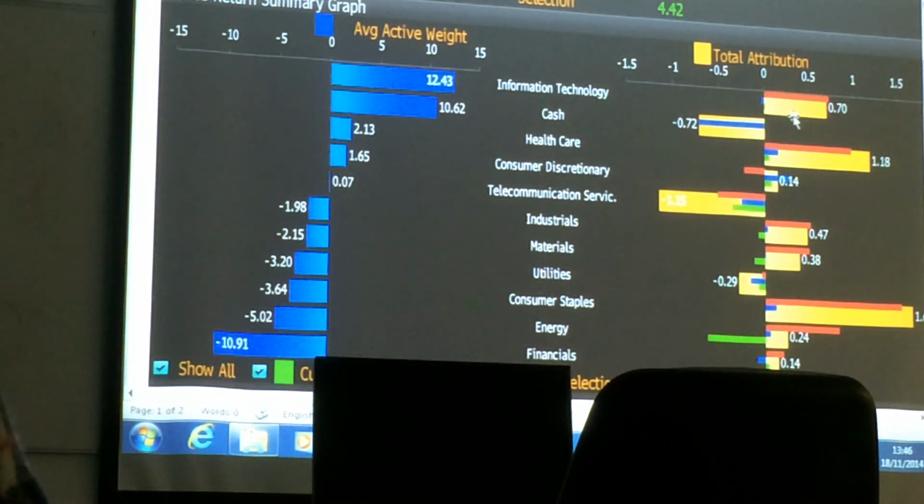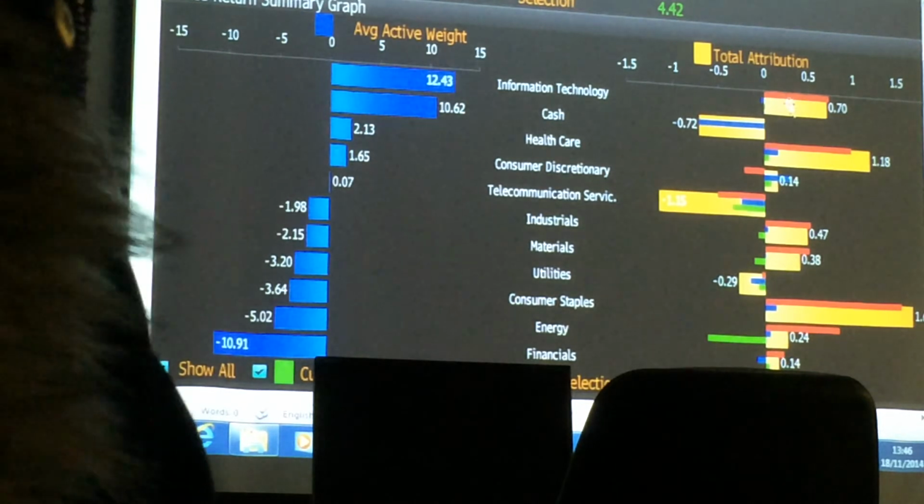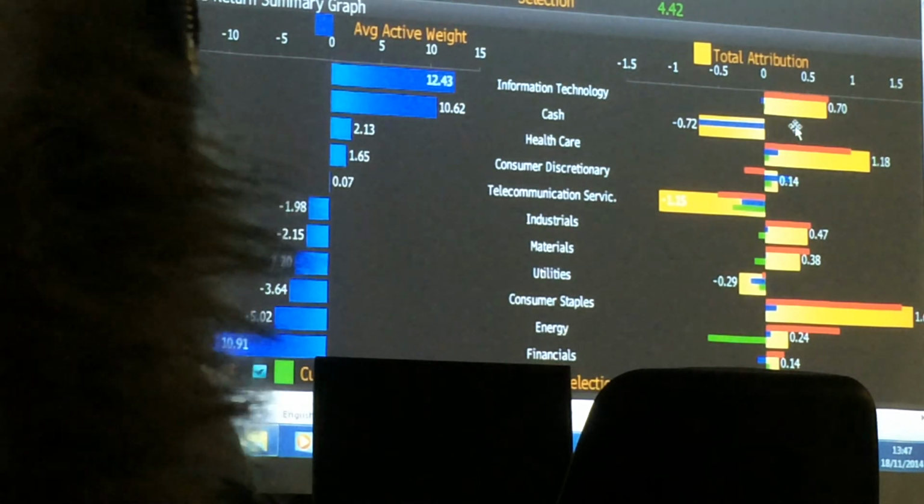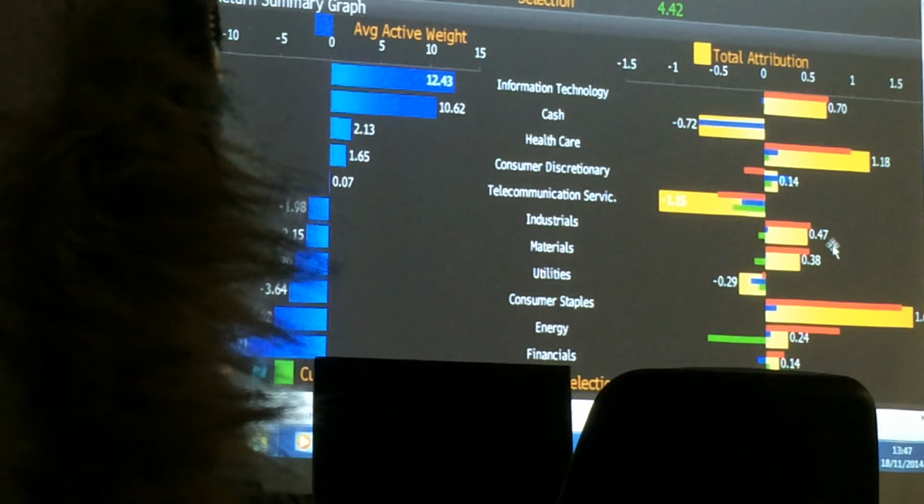So obviously, what everyone seems to be doing in IT companies, the big overweight doesn't make that much difference. It's purely driven by you guys picking the better performing stocks. And that's because everyone's bought Apple shares, quite frankly. Moving down, consumer staples. Because you're underweight, that means no bearing whatsoever. It is purely driven by stock picking.